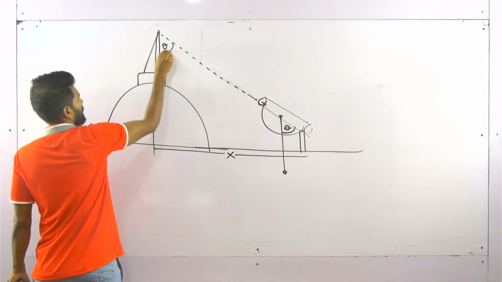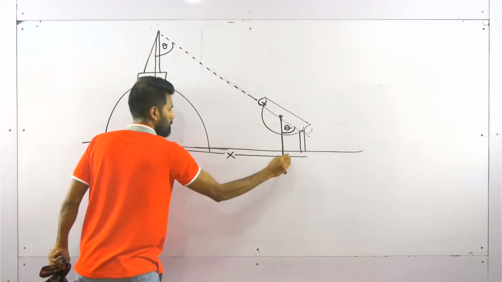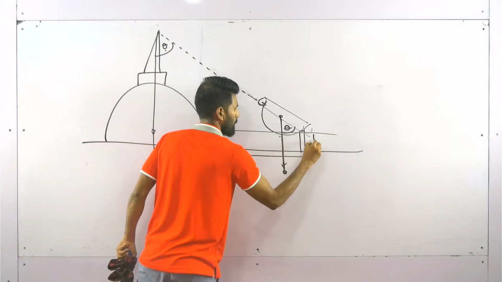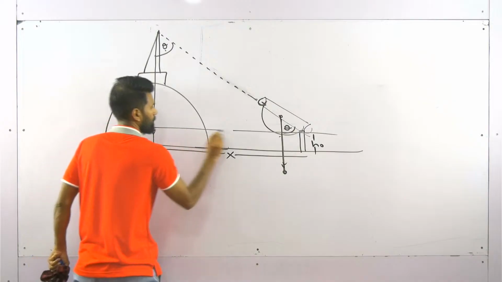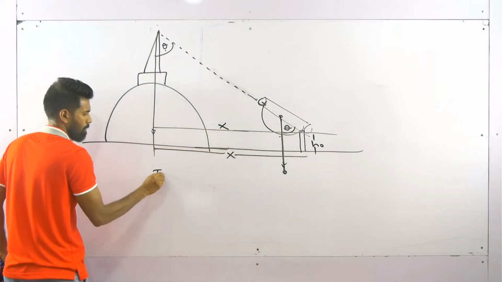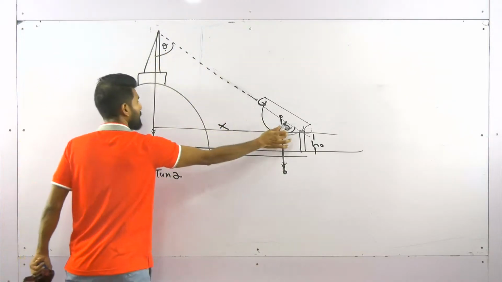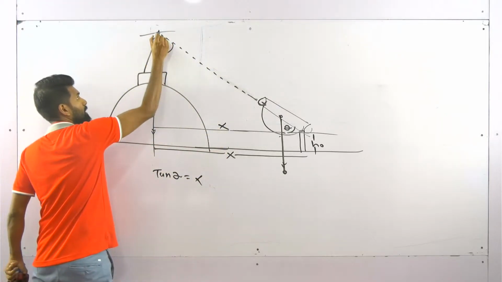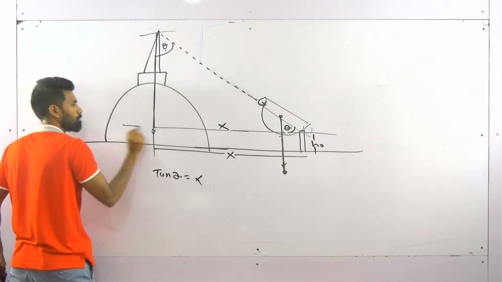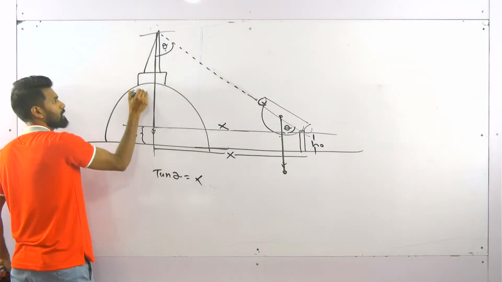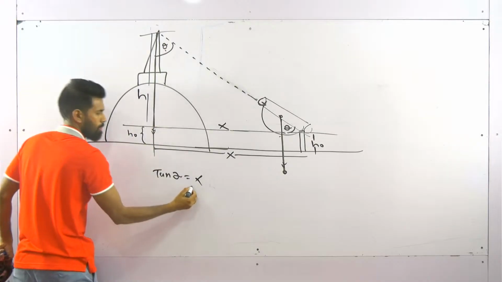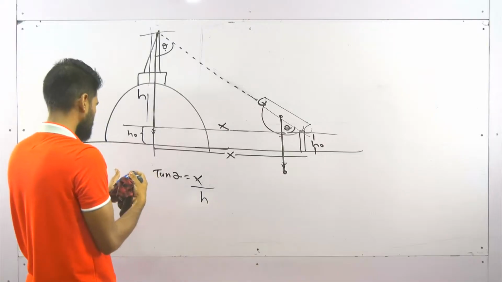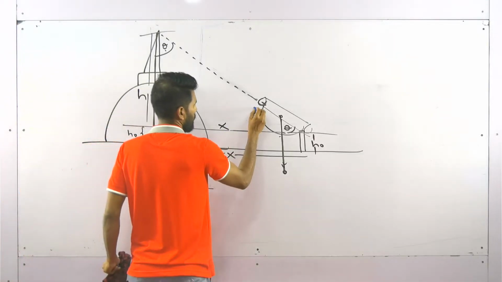So here the angle is again, as these are parallel lines, angle here is theta. This was h naught and this was x. Tan theta is equal to opposite leg divided by the adjacent leg, x over h. This part is h naught, this is h. You have this equation.